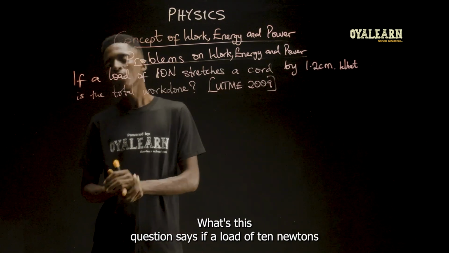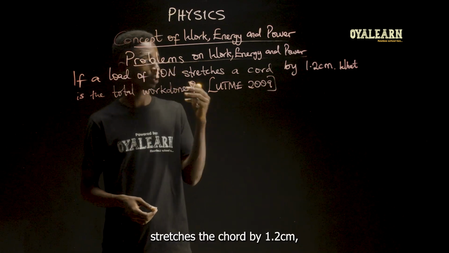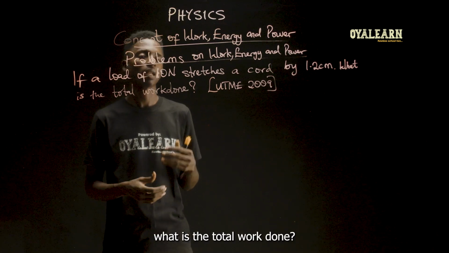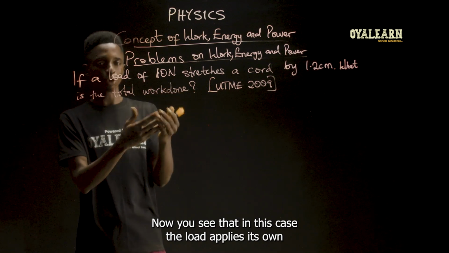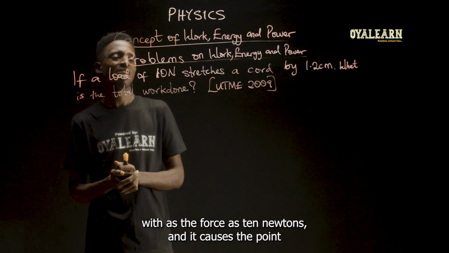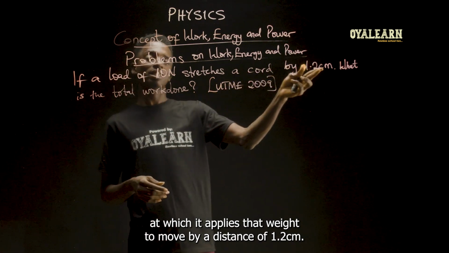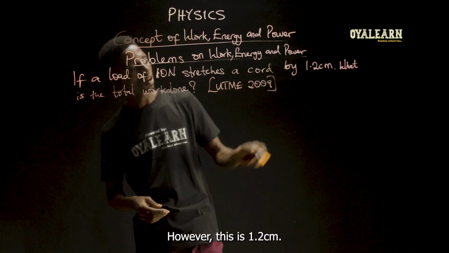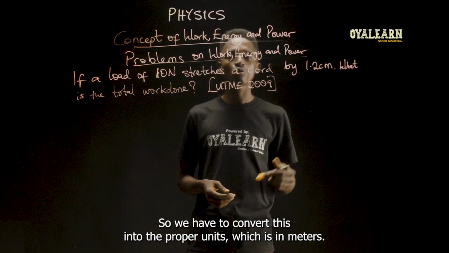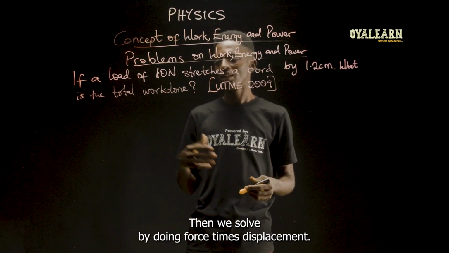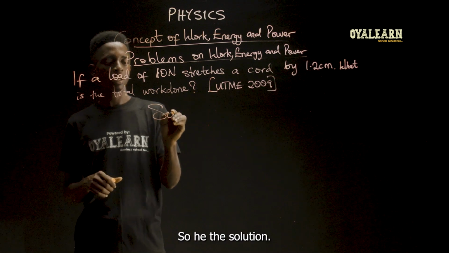3,333.33 watts. This question says, if a load of 10 newtons stretches the cord by 1.2 centimeters, what is the total work done? Now you see that in this case, the load applies its own weight as the force, 10 newtons, and it causes the point at which it applies that weight to move by a distance of 1.2 centimeters. However, this 1.2 centimeters is not in the SI unit, so we have to convert this into the proper SI unit, which is meters. Then we solve by doing force times displacement. So here's the solution.